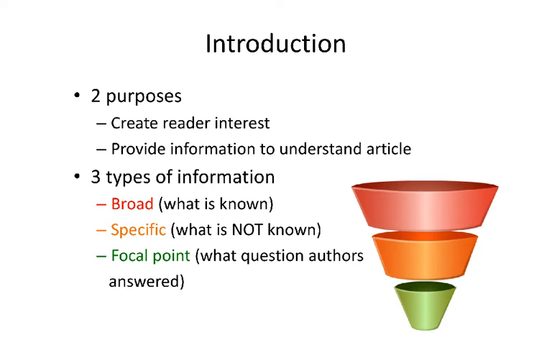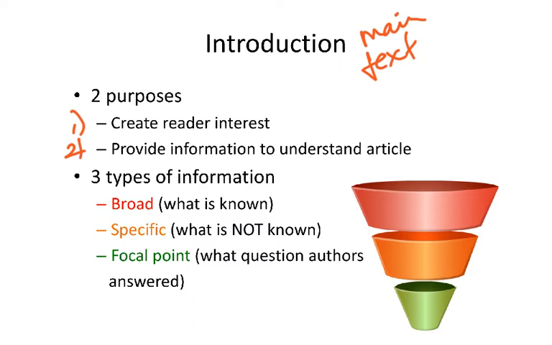So the first main part of the actual text, the main text of an article, is the introduction. There are two main purposes of an introduction. One is to create reader interest, so you want to convince people who are just starting to read the paper in the introduction to make it all the way through the paper. And secondly, you want to provide the information and the background that's needed for someone who's reading the article to understand it. So there are three main types of information within the introduction.